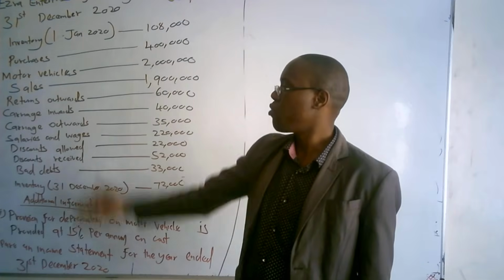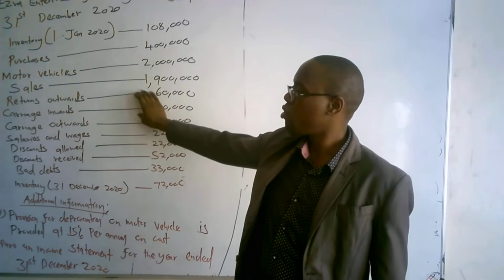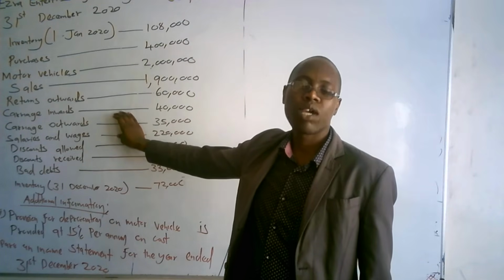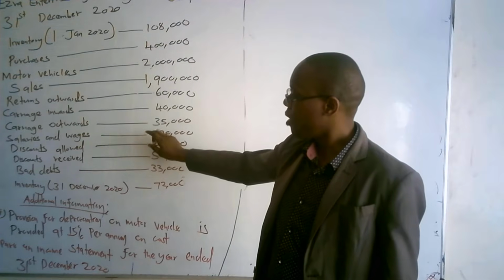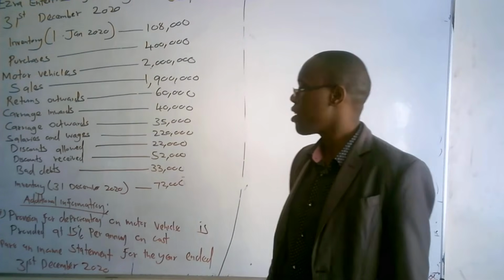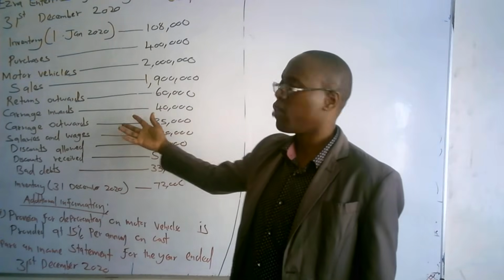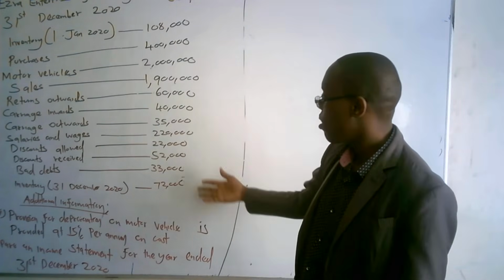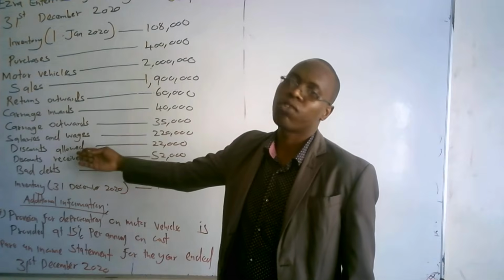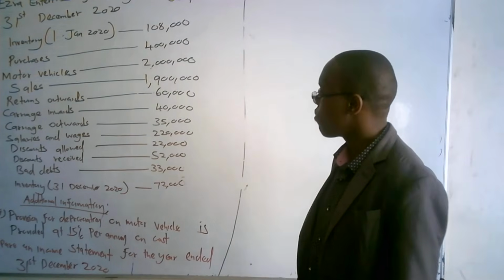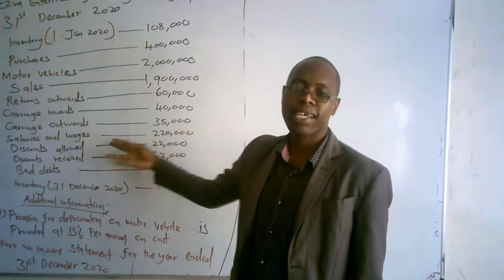And then we have carriage outward. So carriage inward is under the cost of sales. Carriage outward is going to be under the expenses. And then you can see that we have salaries and wages, and salaries and wages is also going to be part of the expenses. And then you can see discount allowed here, and the discount allowed is also an expense.